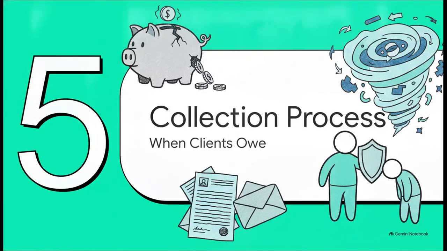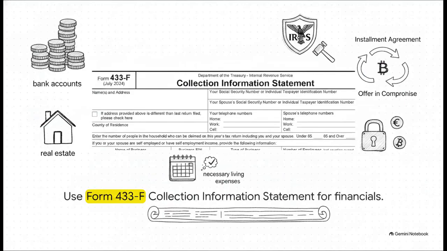Which brings us to Section 5, the collection process, when clients owe. So what actually happens when the facts show your client owes money that they just literally do not have? Well, you're going to get intimately familiar with Form 433-F, the Collection Information Statement. This form is basically a financial X-ray.